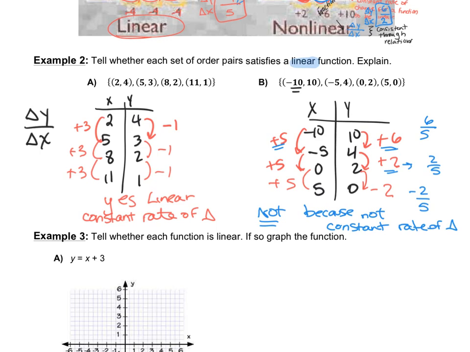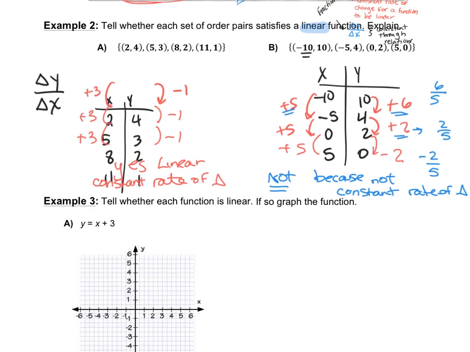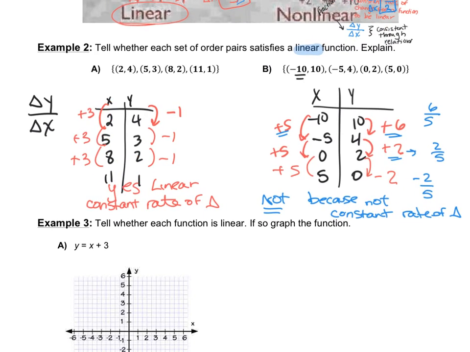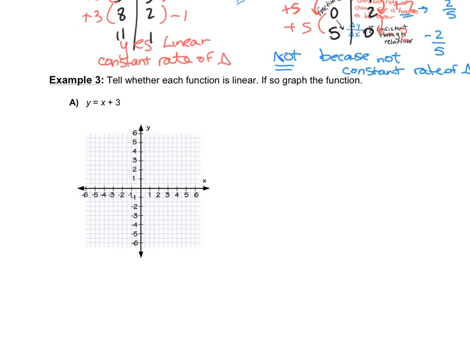As you will see once we move forward into the rest of this unit, constant rate of change is the same as slope. When you see the words constant rate of change or when you see the word slope, they mean exactly the same thing. Sort of like function and equation mean the same thing, constant rate of change and slope mean the same thing.